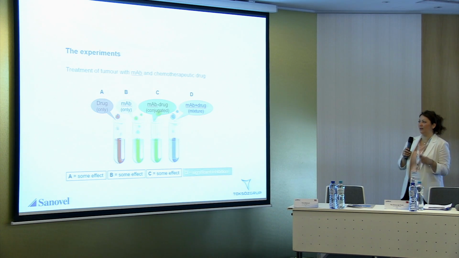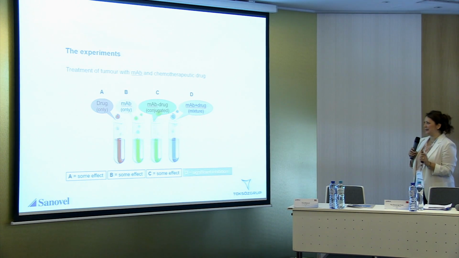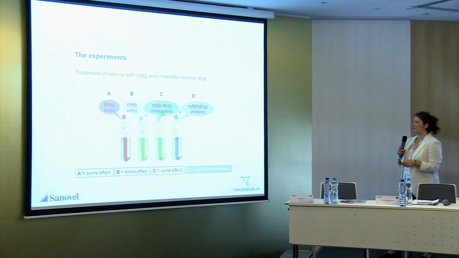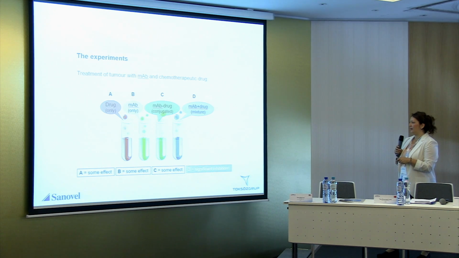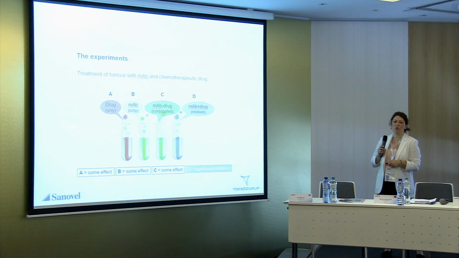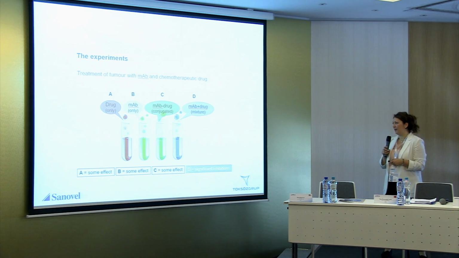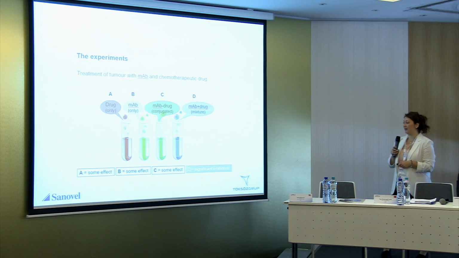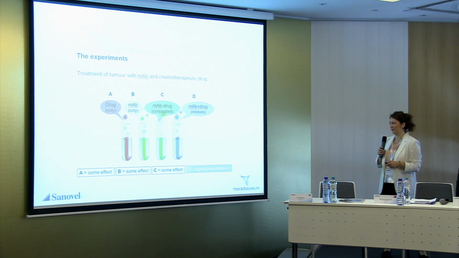So let's have a very short look at the experiment. There is a drug, there is the monoclonal antibody, there is a conjugation of MAB and drug, and there is a mixture of MAB and drug. If you are in this field, you would think that before looking at the results, experiment C should show significant activity. So they all think it will be the most powerful. After the experiments, they realized that experiment D has the significant inhibition, the surprising effect, as we call it.